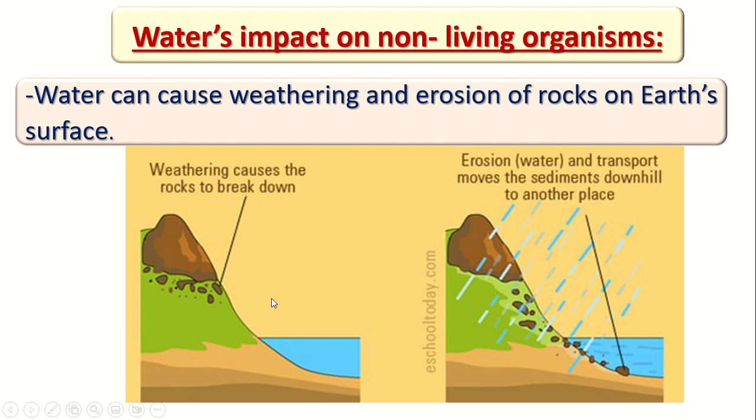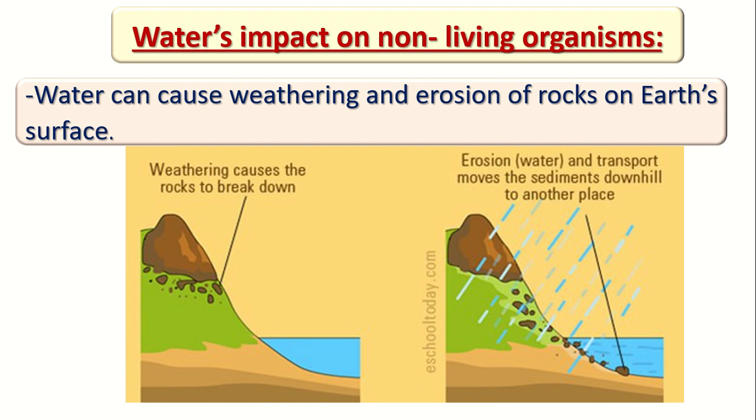What happens after a long time? After a long time, when the water enters, the rock starts to be weak. After that, it will break down into smaller particles because it becomes very weak. And this is called weathering. So weathering means breaking the rocks into smaller particles.